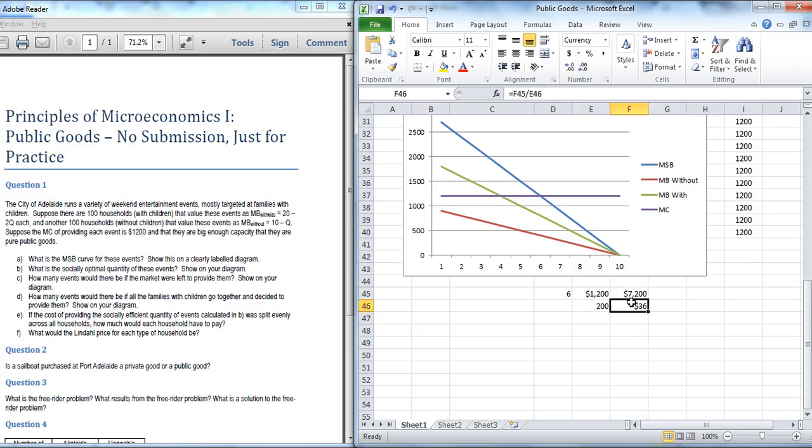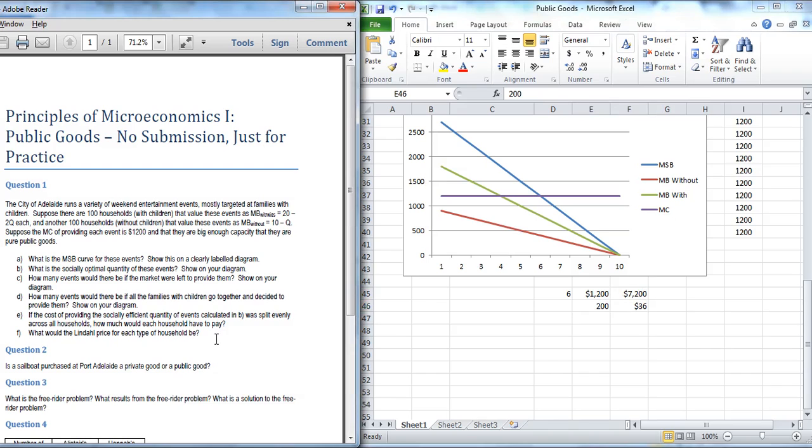So remember, each event costs $1,200. There's 6 events, so we have a total cost of $7,200. But we have 200 households to share them between, so 7,200 divided by 200 is going to give you $36 per household if you split the $7,200 total cost evenly across all 200 households.